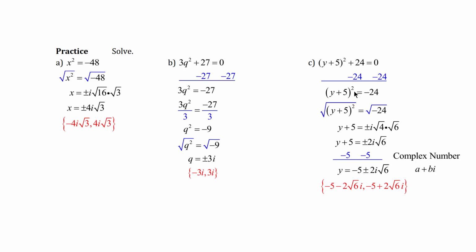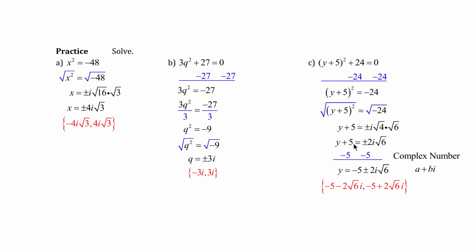Next, we get rid of the square by taking the square root of both sides of the equation. Taking the square root of (y + 5) squared will give us y plus 5. Taking the square root of negative 24, we get plus or minus i root 4 times root 6. So the result is y plus 5 equals plus or minus i root 4 times root 6. Next, we can take the square root of 4, which is 2. The result is y plus 5 equals plus or minus 2i root 6.